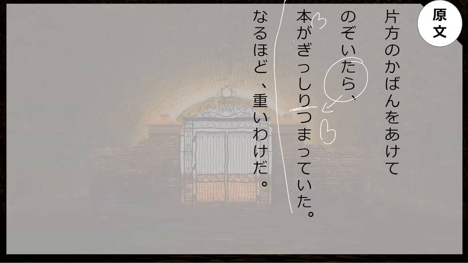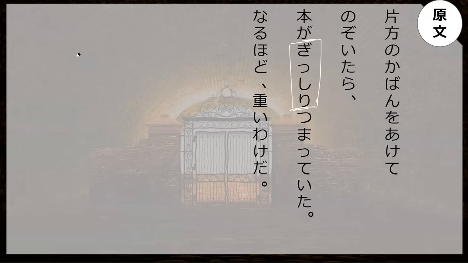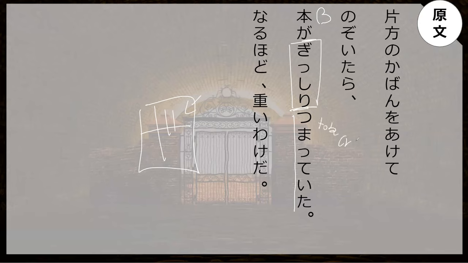Hon ga gichiri. Gichiri is a sound effect. A book. What is it? Good guess. So the book is doing tsumaru. Tsumaru is a word we saw a couple of times ago, talking about a bookshelf that was tsumatteiru, because tsumatteiru means to be crammed together. So gichiri is the sound effect of something being snug and tight.